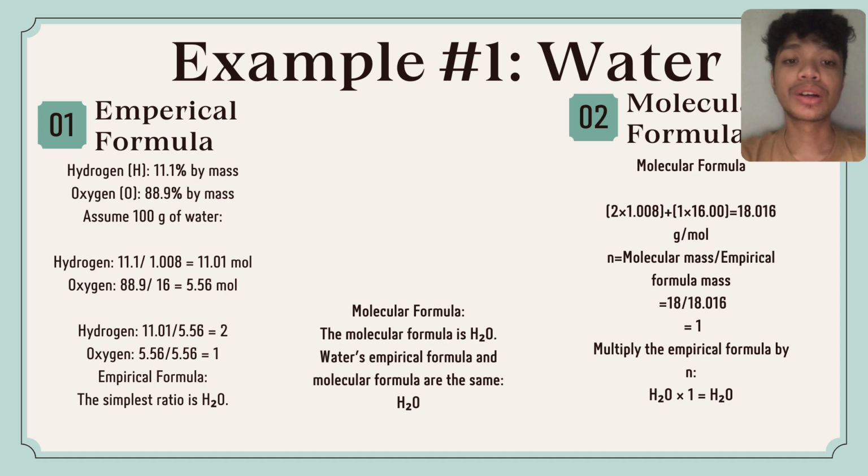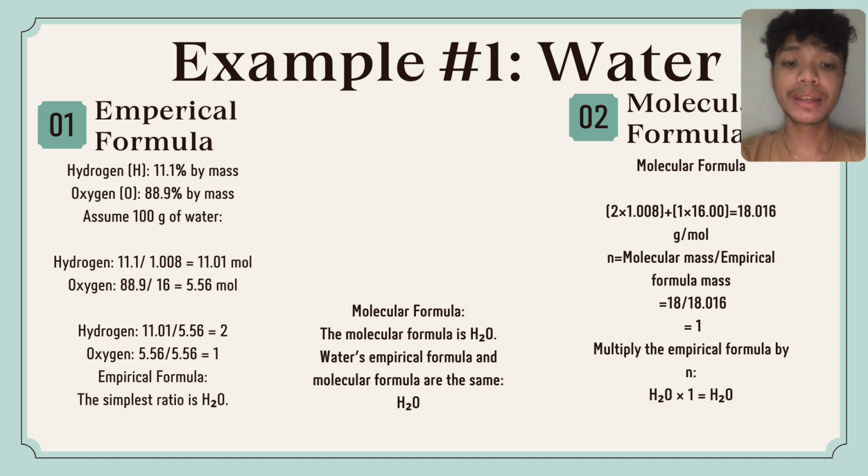Example, water. We know water, H2O, contains hydrogen 11.1% by mass, oxygen 88.9% by mass. Let's find the empirical and molecular formulas. Assume we have 100 grams of water. Water contains hydrogen: 11.1 over 1.008 equals 11.01 mole. And oxygen: 88.9 over 16 equals 5.56 mole.